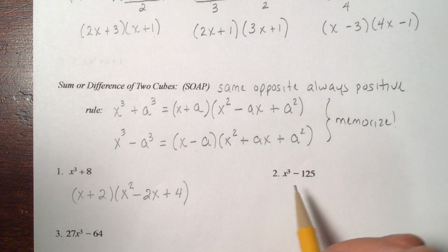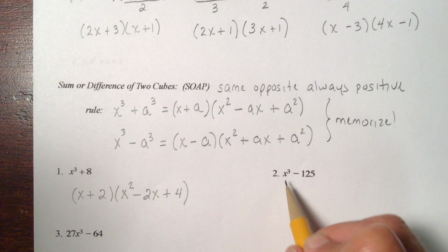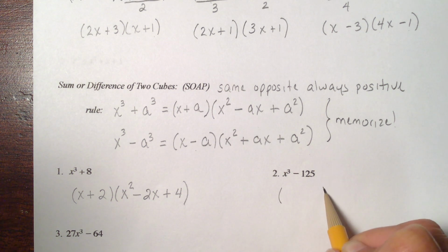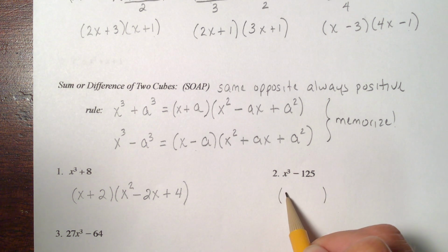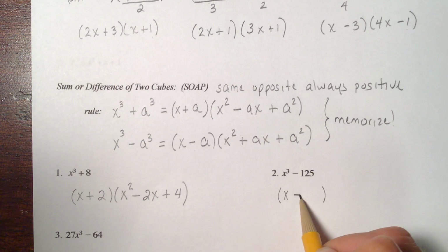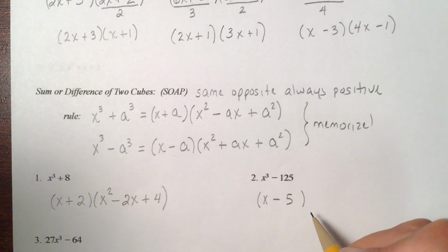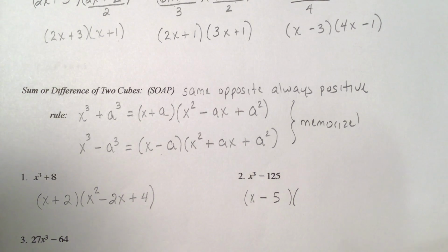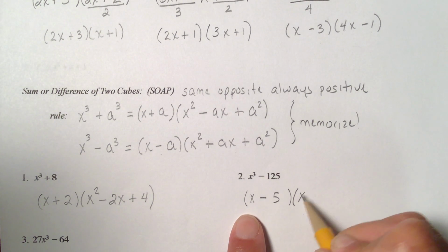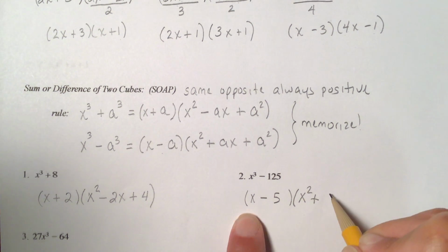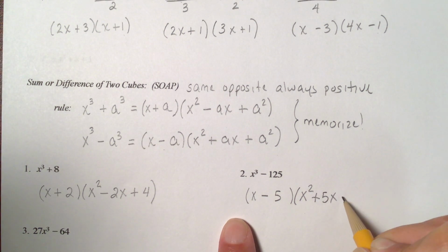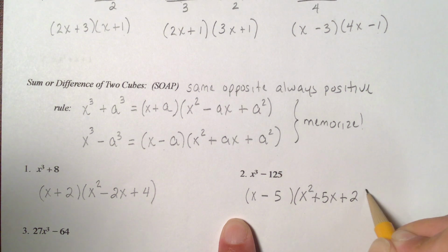For number 2, x cubed minus 125. Again, set up your binomial, cubed root of your first term, same sign, cubed root of your second term. Now work on the trinomial piece. First term squared, opposite sign. First times second, always a plus, last term squared.